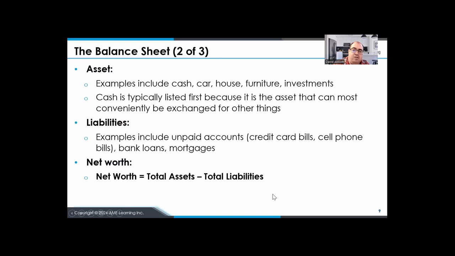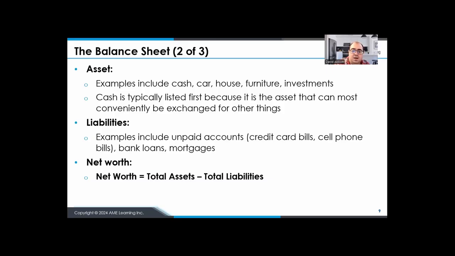So again, assets are things such as cash. It could be a car, it could be a house, furniture, investments. Cash is typically listed first because it's an asset that can be most conveniently exchanged for other things, meaning it can be liquidated first.